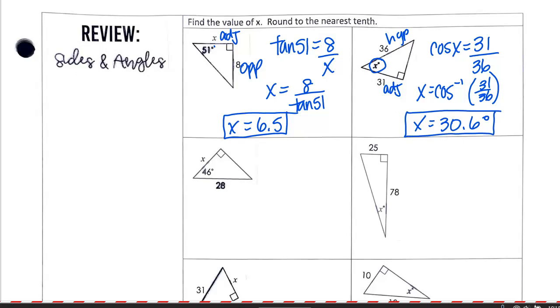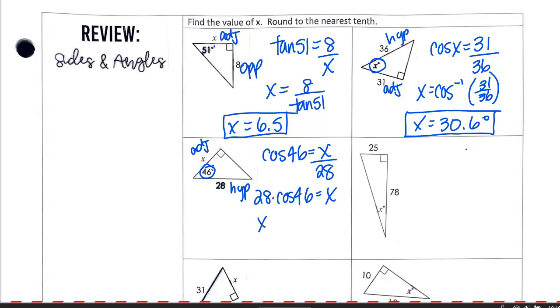All right, let's look at the next one. Here's our angle. We are given the adjacent side and the hypotenuse, which means we're going to use cosine. So cosine of 46 degrees is equal to our adjacent side over our hypotenuse. To solve for x, we multiply both sides by 28. And then we plug this into our calculator, and so we'll get x is equal to 19.5.